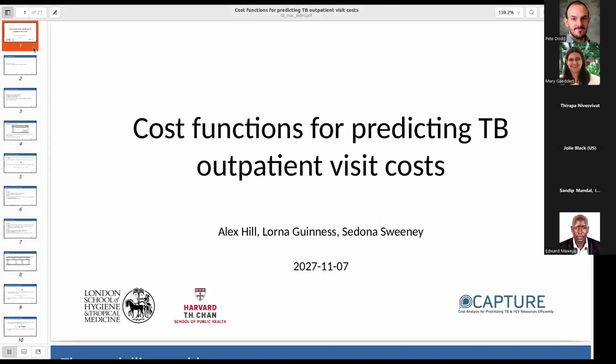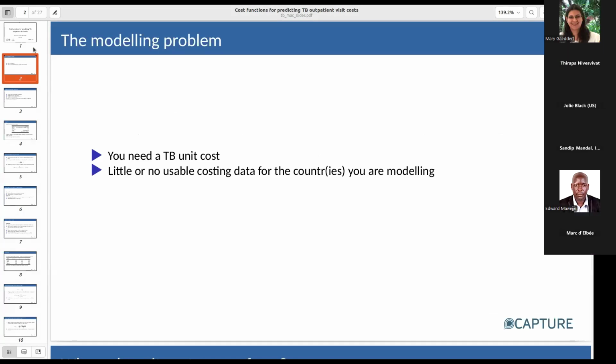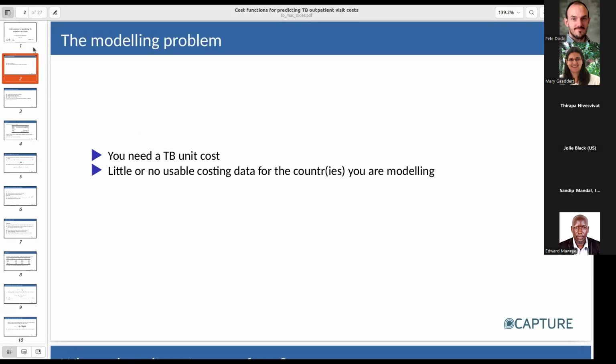Okay, so I actually changed the title to just cost functions for predicting TB outpatient visit costs, only because I'm speaking a little bit more generally than just about econometric cost functions. So we'll get into that in a minute. But to frame the issue, I'm sure everyone's familiar with this scenario. You need a TB unit cost for cost effectiveness analysis, economic evaluation, investment cases, all sorts of things that TB data gets used for. And often there is little or no usable costing data for the particular countries you might be modeling. So there's a drive to improve the availability and quality of unit costs for these contexts.